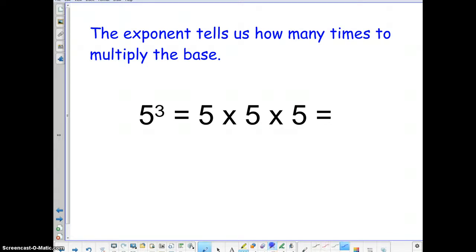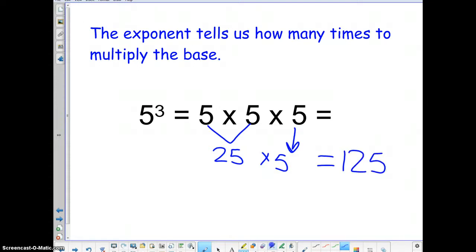Now, in order to do this, some of you might be able to do it in your head. Others, it might be a little more tricky. What I would do is start by just multiplying 2 of the 5s together. We know that 5 times 5 is 25. Then bring this 5 down. 25 times 5, the way I think about it is if I had 5 quarters, how much money would I have? Well, I would have $1.25, or in this case, since we're just talking about numbers, it would be 125.